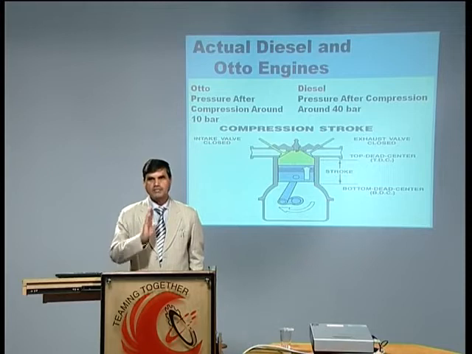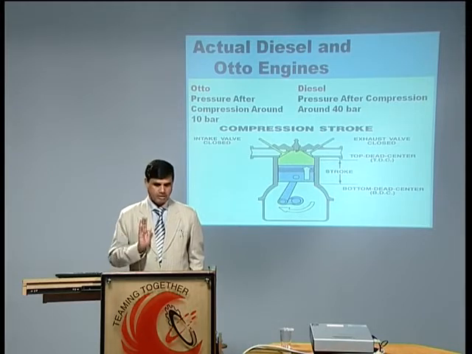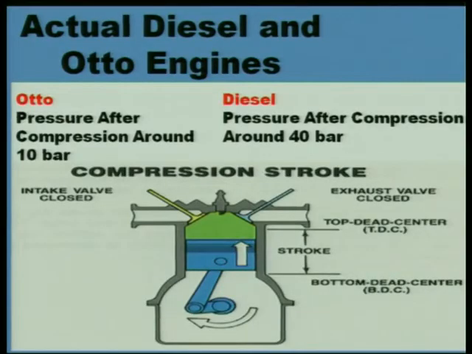Now pressure after compression. In the case of a petrol engine, I said the compression ratio is smaller. Just after compression, with no combustion, the pressure is around 10 bar. When the compression ratio is 8, if you calculate, the pressure comes to somewhere around 9.5 to 10 bar. But in diesel engines, compression ratios are higher, and just after compression the pressure is around 40 bar. So diesel engines have significantly higher pressures after compression as compared to petrol. If the pressure after compression is higher, the pressure after combustion will still be higher. So in diesel engines, pressures after combustion are also higher as compared to petrol engines.